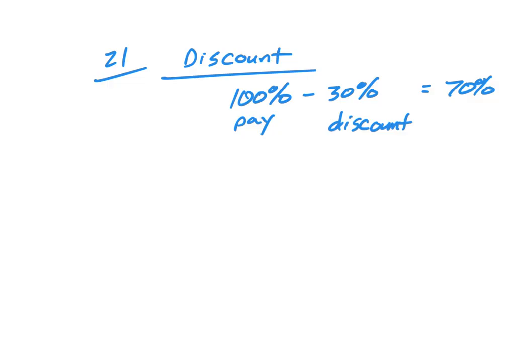So here's what we're going to do. We're going to do original price times the percent discount equals the new price that I'm going to pay.